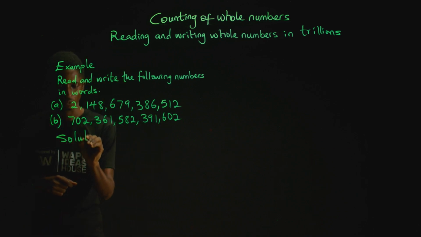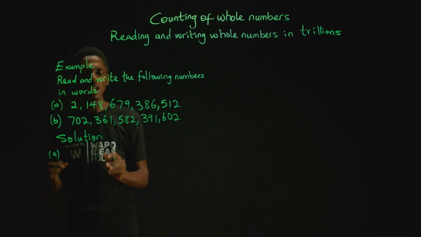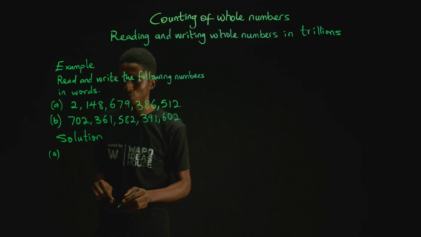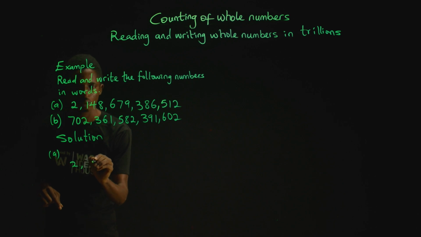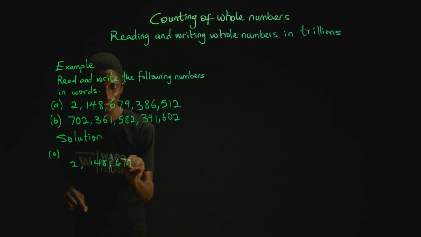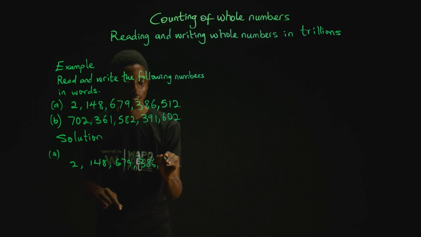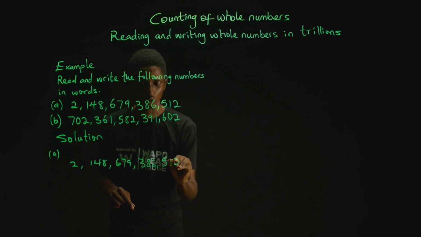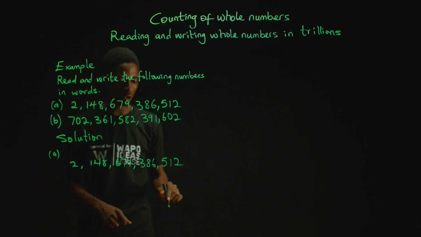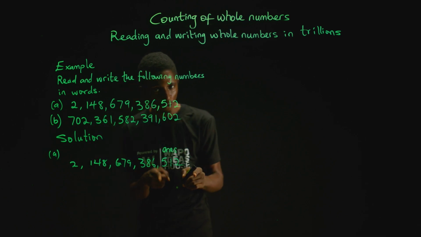Solution. For the first number, we write it as it is, grouped in 3 and assign place value. So we have 2, 148, 679, 386, 512. And what are the place values for each of these groups? The first one we have are ones. Remember, always start from the right.